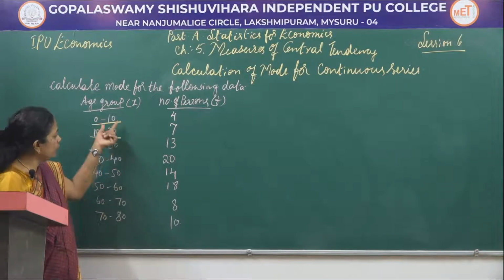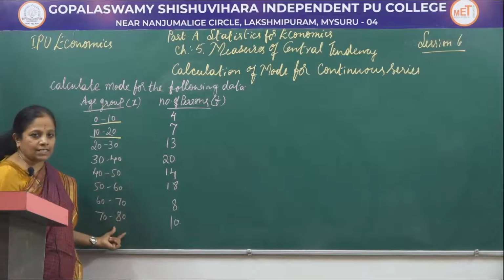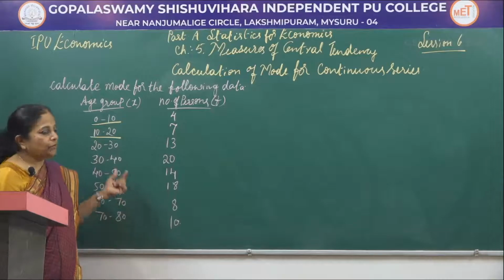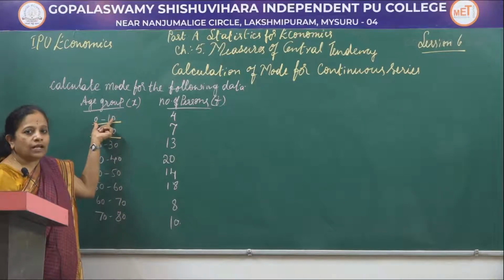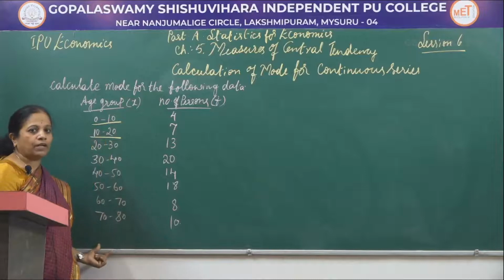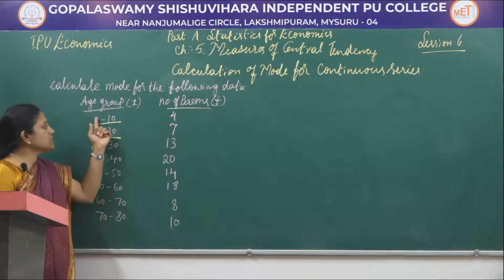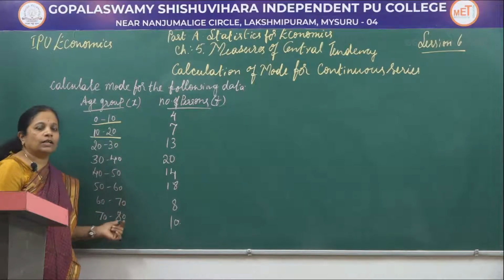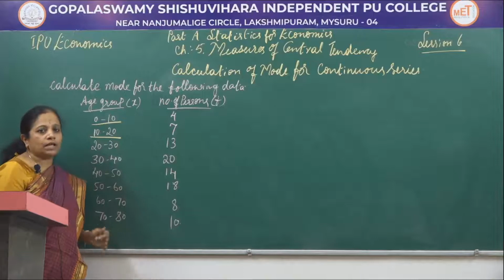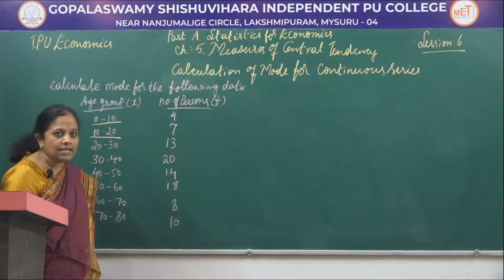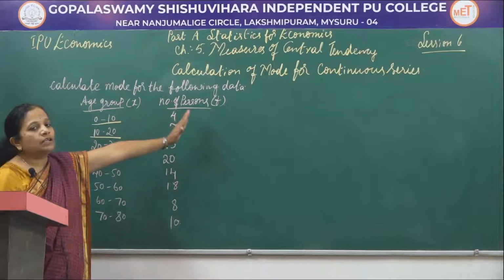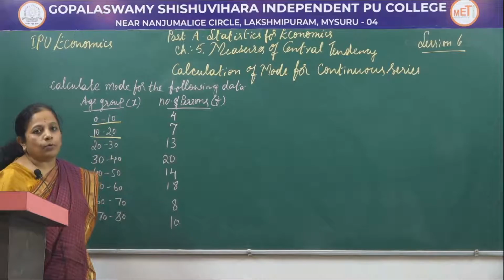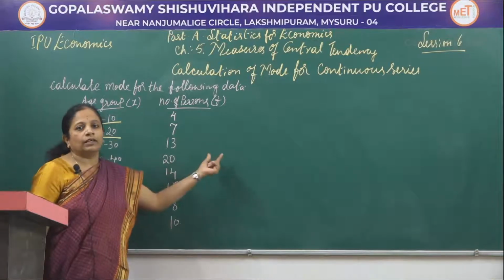Here in this sum we have 8 different classes and the gap between these classes should be uniform. If it starts with a gap of 10 numbers, then it should end with a gap of 10 numbers only. So it is 0 to 10 and at the end also we have 70 to 80. So the gap between the upper limit and the lower limit of the class is uniform. Next, they have given the frequencies. Only these two will be given in the problem. We are asked to calculate the mode.